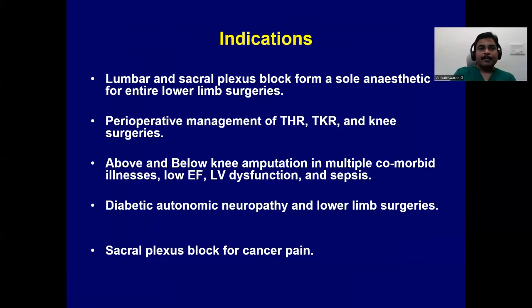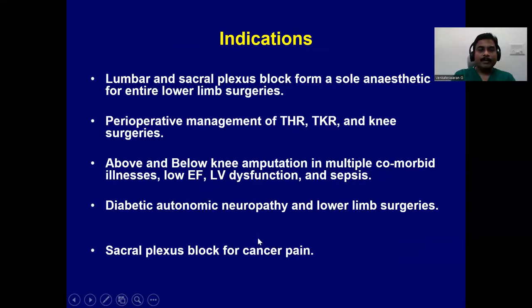So the indications of lumbosacral plexus block: this lumbar and sacral plexus block forms the sole anesthetic for the entire lower limb surgeries. It is used for the perioperative management of total hip replacement, total knee replacement, and all knee surgeries. Above and below knee amputation in multiple comorbid illnesses with low ejection fraction, severe LV dysfunction and sepsis, we can use this lumbosacral plexus block. Patients having severe diabetic autonomic neuropathy and lower limb surgeries can be done under this plexus block.